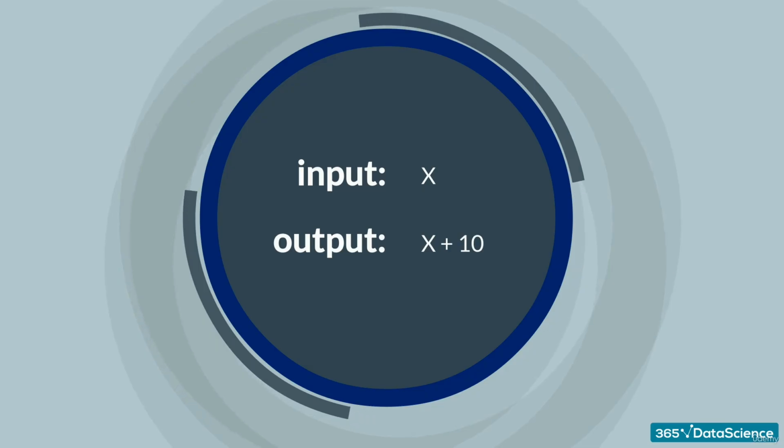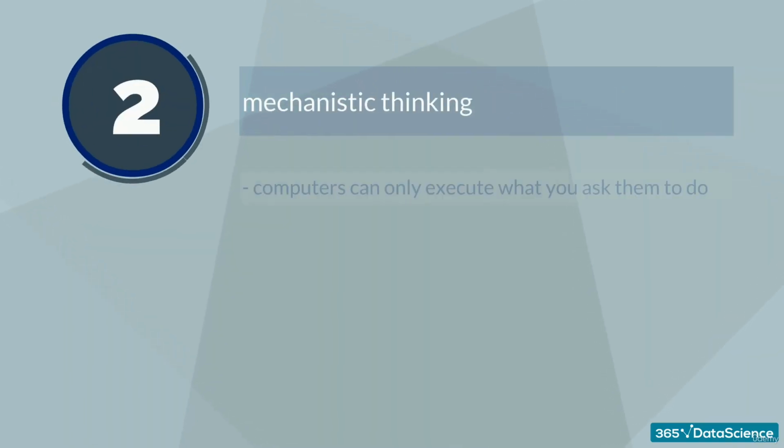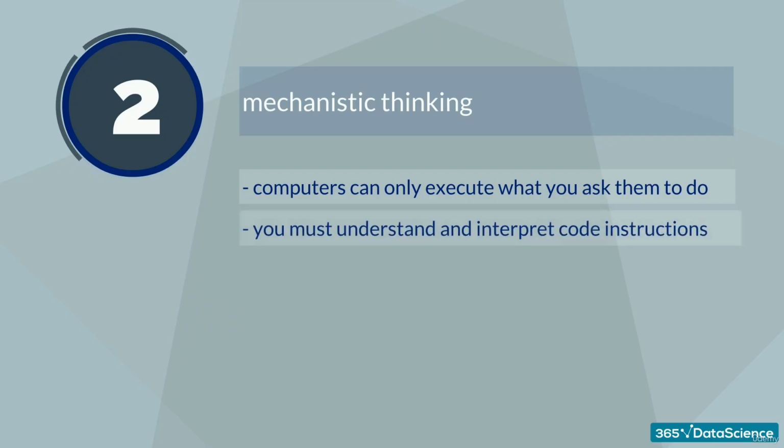So, the second crucial thing to develop is mechanistic thinking. Unfortunately, computers can only execute what you ask them to do, and they won't understand what you imply by the instructions you have provided. They will simply compute the code without interpreting your output. Fortunately, we can do that though. Humans can understand and interpret code instructions and adjust it whenever necessary.